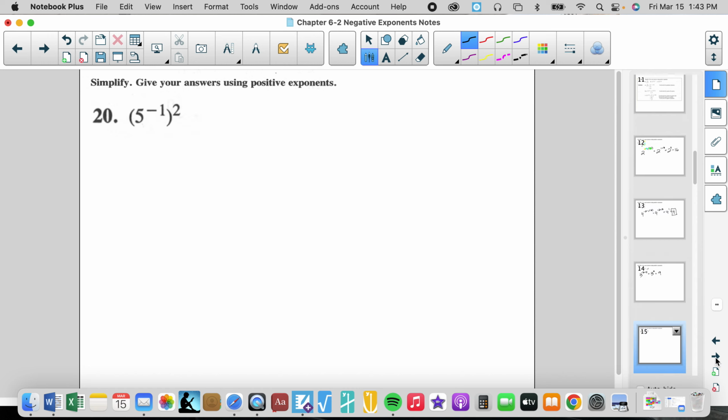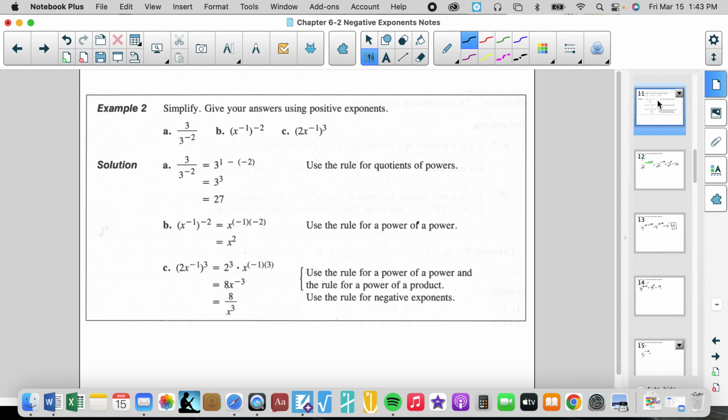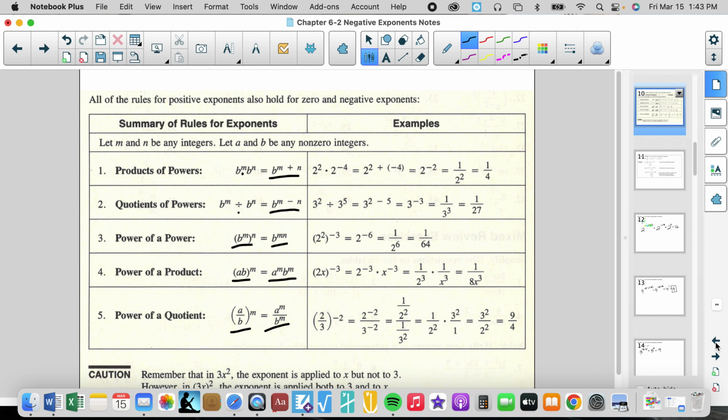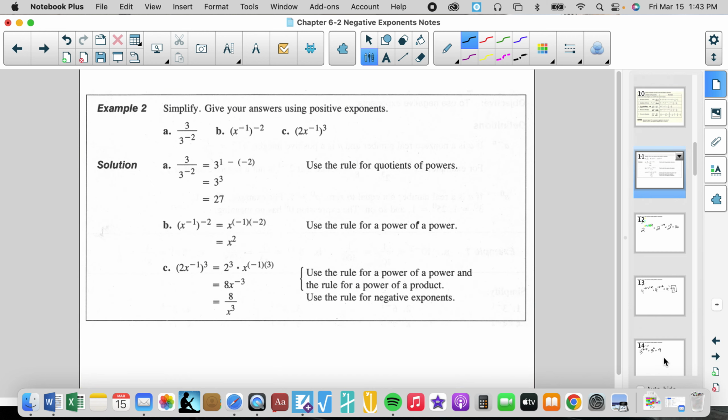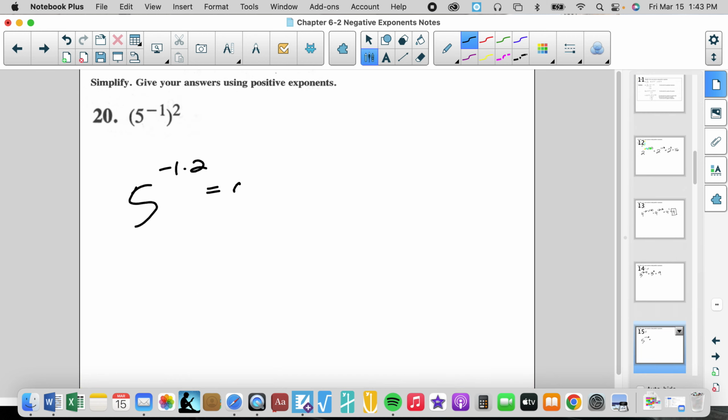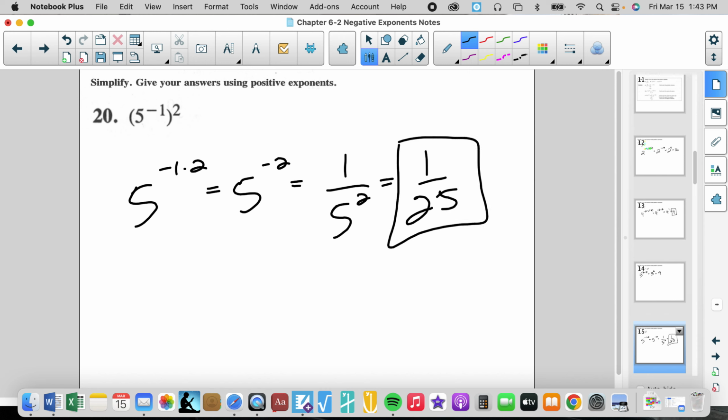So we have to look and see this is a power of a power. We know that a power of a power, we are going to multiply their exponents. That was the last one that we had seen. Not that one, this one. So we see the power of a power. We are going to multiply their exponents. So this becomes 5 to the negative 2. We have to get rid of that negative exponent by moving the location and making it positive, and then we get 1 over 25.